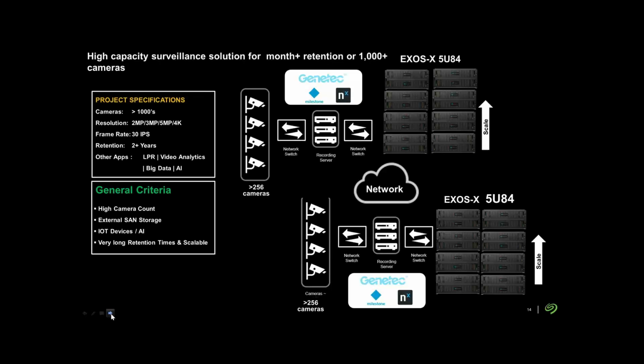Meanwhile, in high capacity surveillance solutions, for instance smart city and casinos, you have 6,000 or 4,000 cameras. You cannot store everything in a server. You have to have a strategy to be able to distribute it. This is where you can actually use our Exos X584.